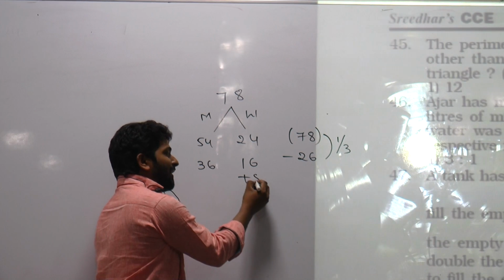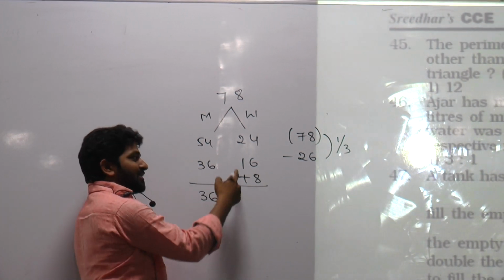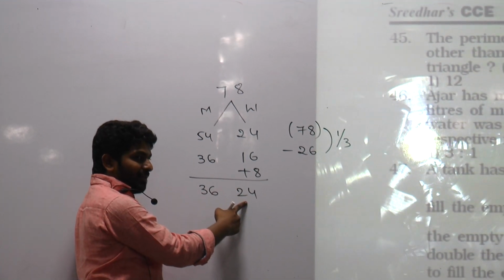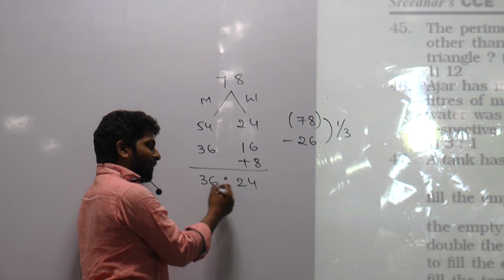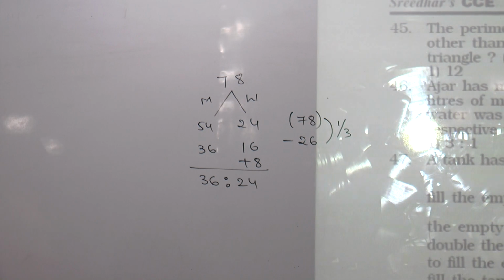Now if you add 8 liters here, what is the total quantity of milk in the container? 36, and water 24. Is the sum equal to 60? Yes or no? Hence this is right. What is the ratio here? 3:2. Cancellation with 12.